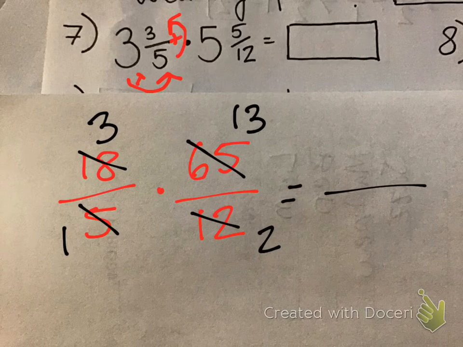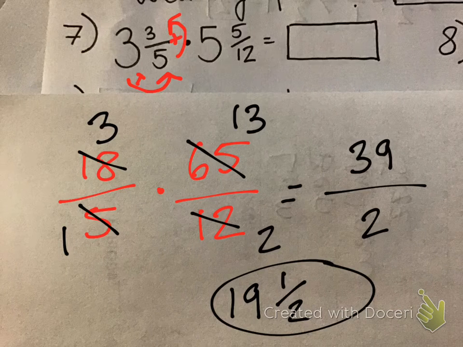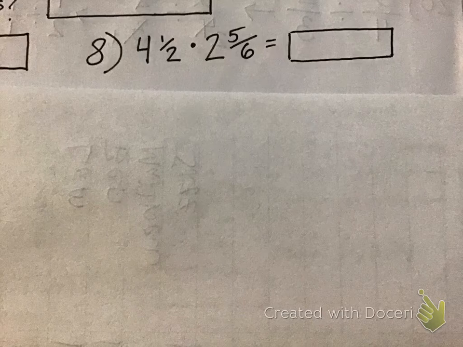Exactly. What's 3 times 13? Who can tell me? 39. Rafi? 39. 1 times 2 is 2. How many 2's go into 39 without going over? Let's see, Daniel. 19, and we have 1/2 left over. Exactly. Now that we've gone through this one together, I want you to do this one.